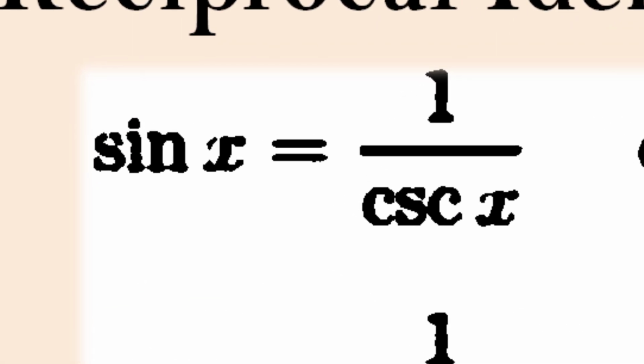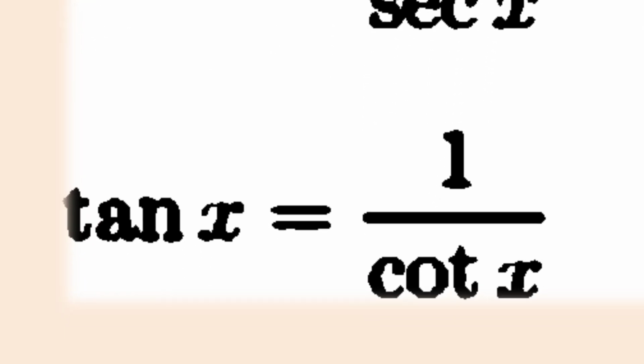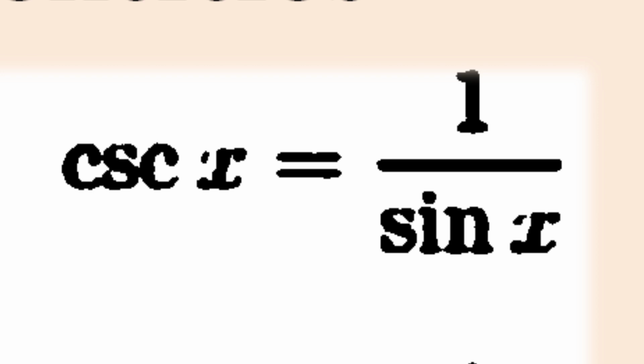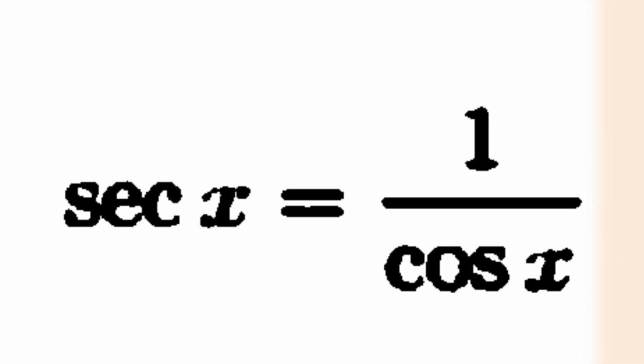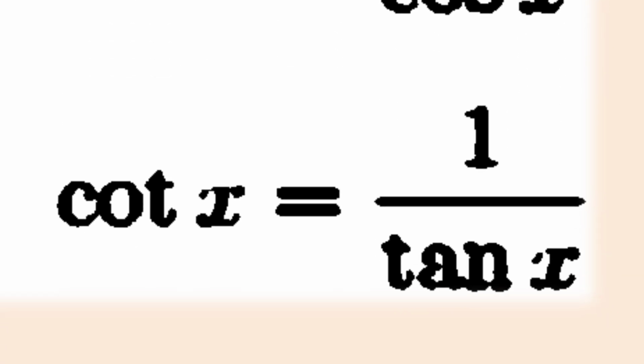First is sine x is equal to 1 over cosecant x. And next is cosine x is equal to 1 over secant x. And next is tan x or tangent x is equal to 1 over cotangent x. And cosecant x is equal to 1 over sine x. And secant x is equal to 1 over cosine x. And last is cotangent x is equal to 1 over tangent x.